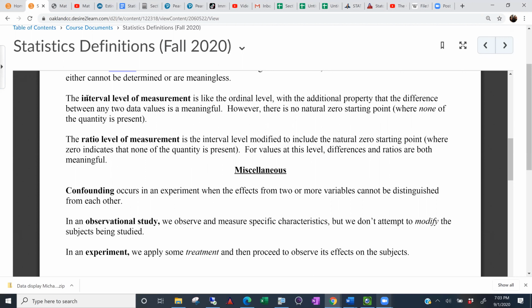Whereas ratio data has that zero starting point, and the difference is, in ratio data, it makes sense to say something is twice as much as something else. Something is twice as tall, or it took twice as long to happen. Whereas you can't say that with interval data. And the example that best fits into interval measurement is temperature in Fahrenheit and Celsius.